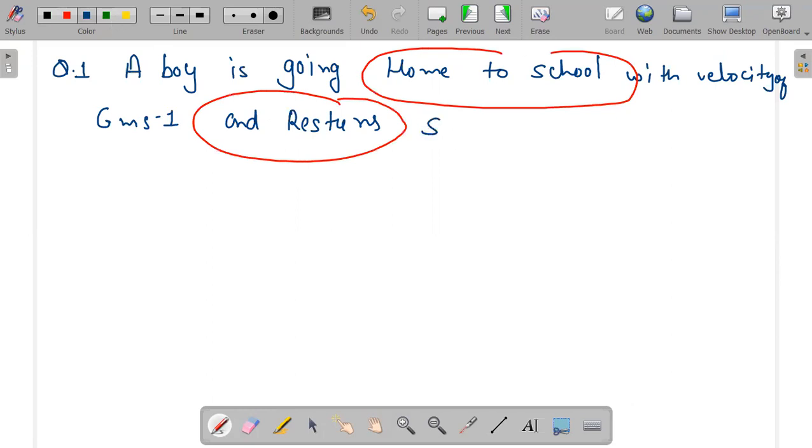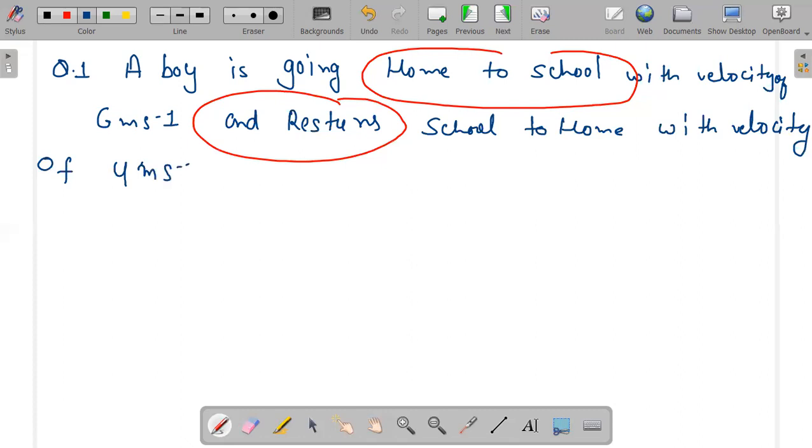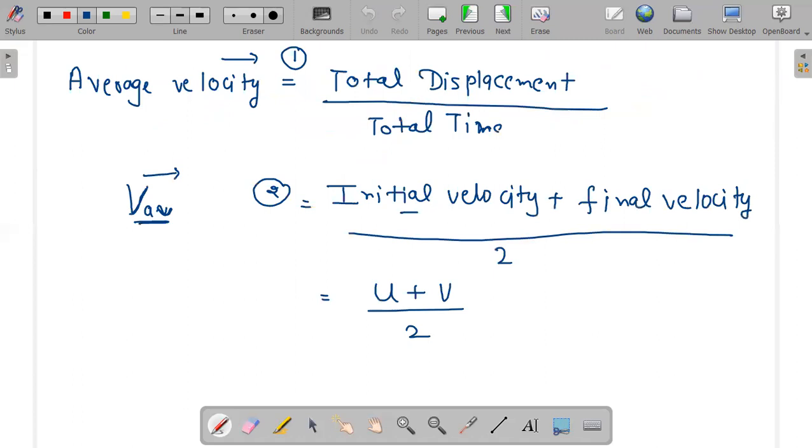And returns school to home with velocity of 4 meter per second. Now I am having two velocities. So you have to find average velocity. I'm having two velocities. What is my formula for average velocity? Initial velocity plus final velocity upon 2.